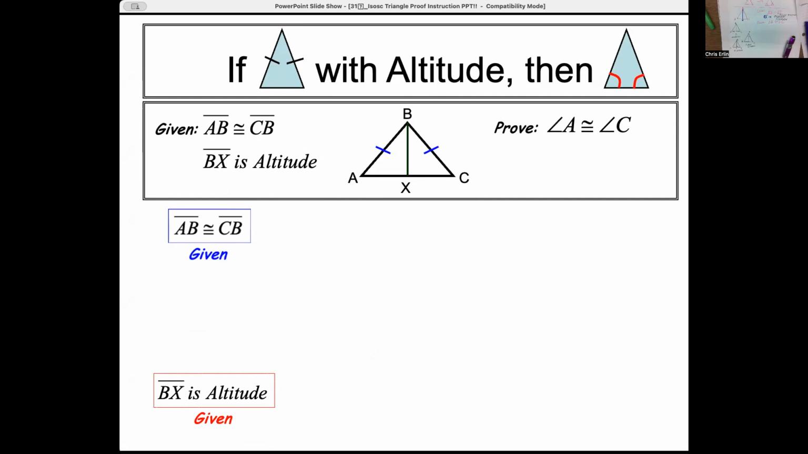Line BX. Line BX is going to come help us for sure, but why don't I have anything for this red marked in here yet? I've got this marked, AB and BC. Why don't I have anything for this marked? Mac?